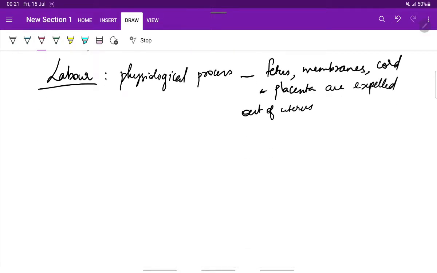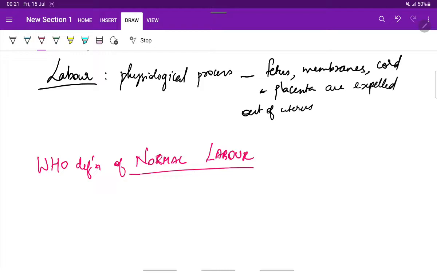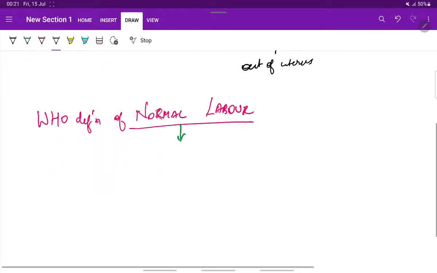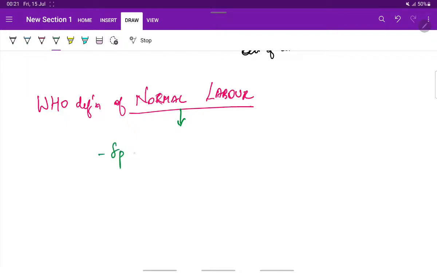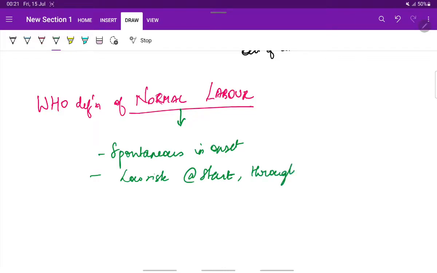Now coming to the WHO definition of normal labor. Normal labor is different from labor. So normal labor was defined by WHO as should be spontaneous in onset, low risk at the start of labor and remaining so throughout the process of labor and after delivery.